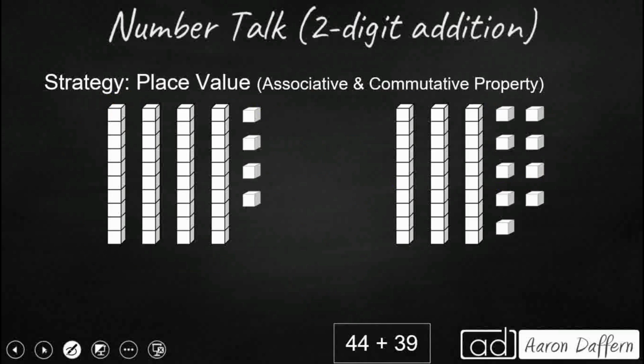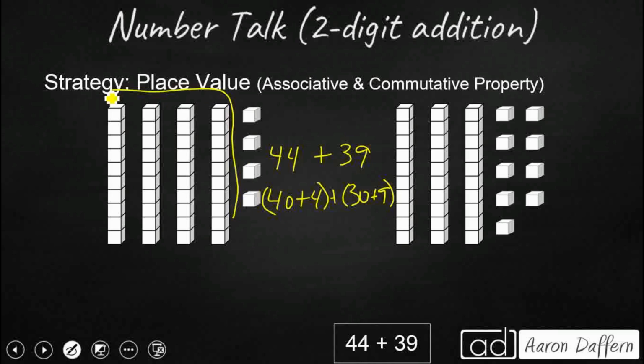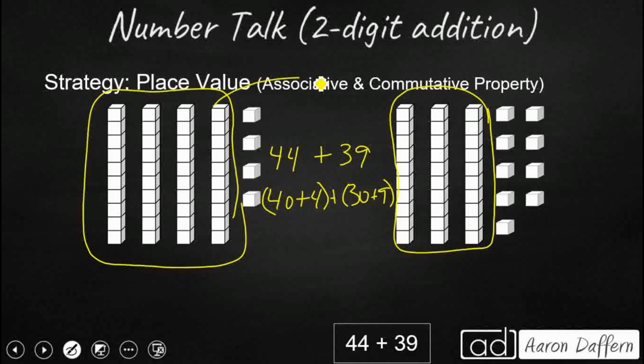So we can also use place value. And many of you probably started with this strategy. It's a great strategy. What we do is we break down each number into its place value, kind of like expanded form. So 44 is just going to be 40 plus 4. 39 is going to be 30 and 9. Now what we want to do is we want to use the associative property to regroup our tens. So we want to grab our 40 and our 30. But they're not next to each other. So we're going to use our associative property to regroup.